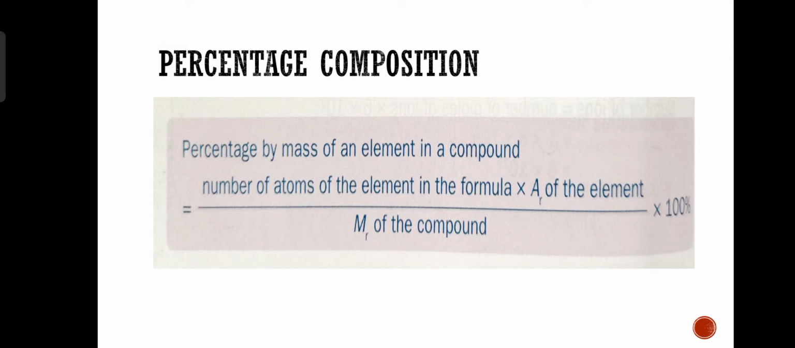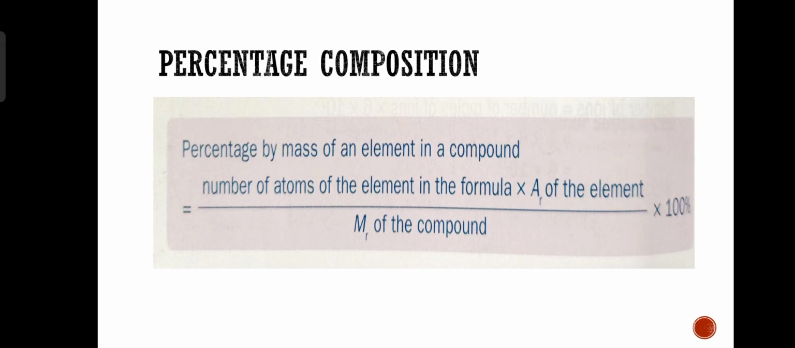So if you know how to find the number of moles, then you can calculate the percentage composition of any element in a compound. The formula we use is: number of atoms of the element in the formula, times the relative atomic mass of the element, divided by the molecular mass of the compound, and you have to multiply it by 100.